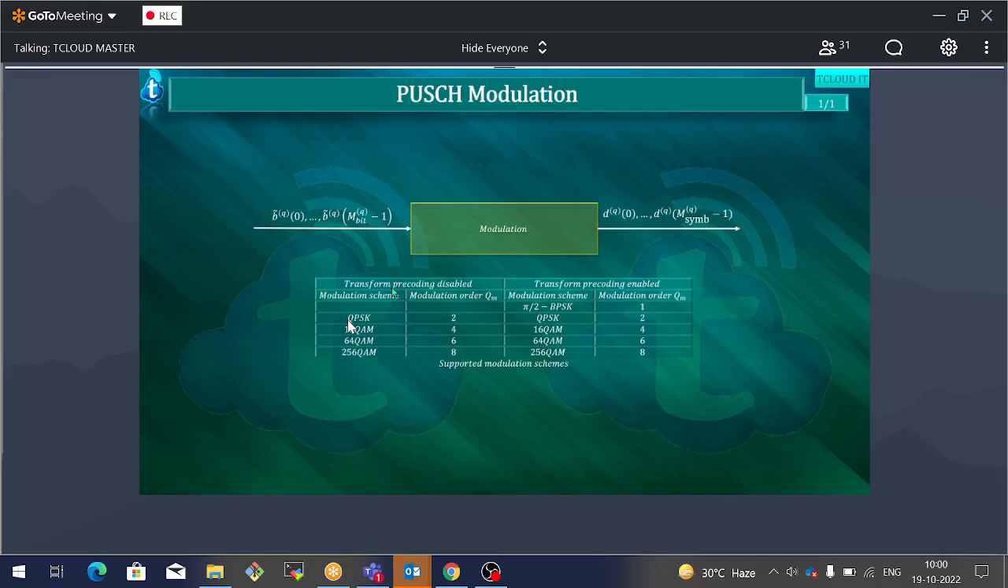Okay, now there are again two cases. In the transform precoding disabled case, you won't be using this pi by 2 BPSK we have studied. But if transform precoding is enabled, then there is an option available for pi by 2 BPSK also.